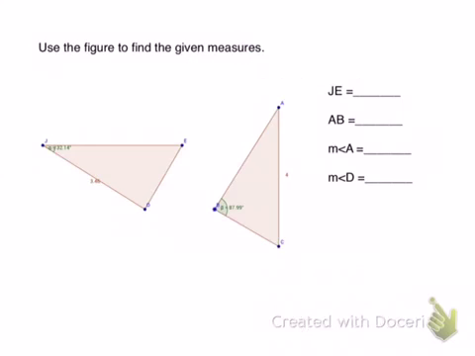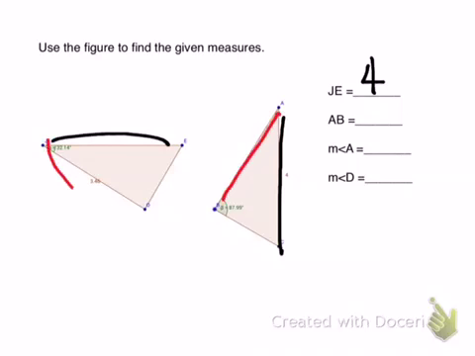Next, use the figure below to find the given measures. So if I want to find the measure of JE, I notice that JE is corresponding to AC, so JE would have the same measurement of 4. Next, I want to find the measure of AB. AB is corresponding to JD, so AB would be 3.45.